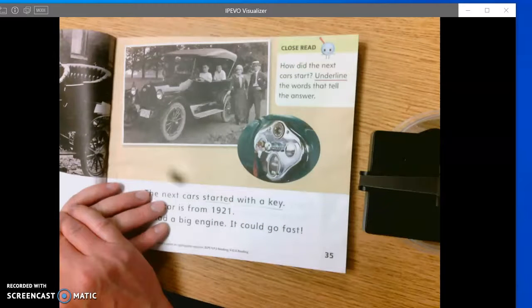All right. Now, boys and girls, we're going to stop right there. We're going to finish our story tomorrow. So thank you for working with me today on our short and long O sounds. And thank you for reading with me.